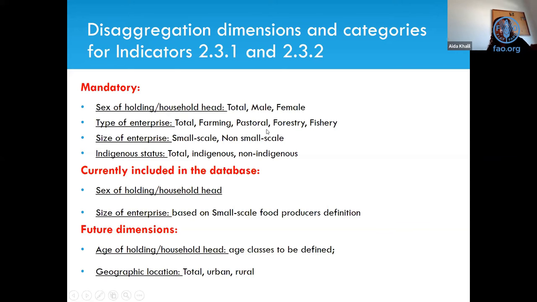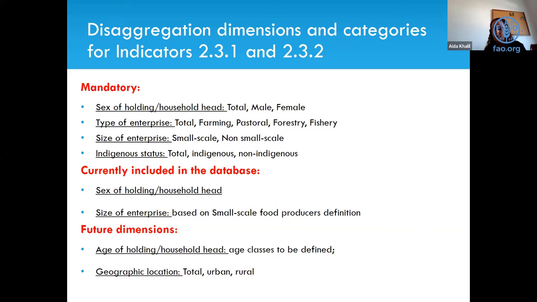Then, of course, the size of the farm. So the indicator should be computed both for small-scale and non-small-scale food producers. And then the most difficult one, in my opinion, the indigenous status. For the indicator, in theory, it should be computed for the total population, then indigenous and non-indigenous. Of course, this information is often not included in surveys, so it may be challenging, even by 2030, to produce indicators disaggregated by this dimension. And then future disaggregations are the age of the holding head.